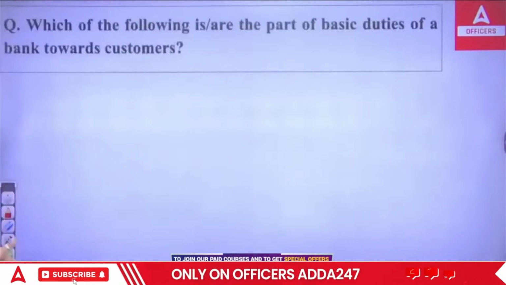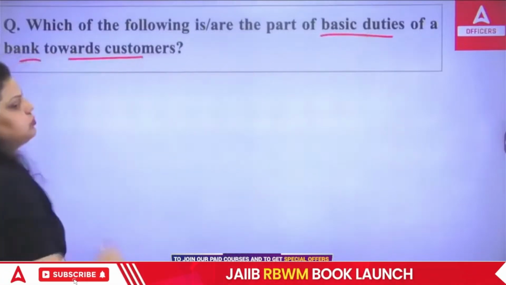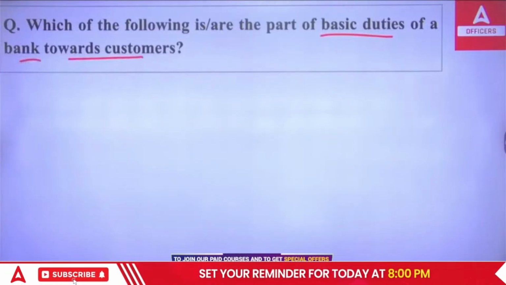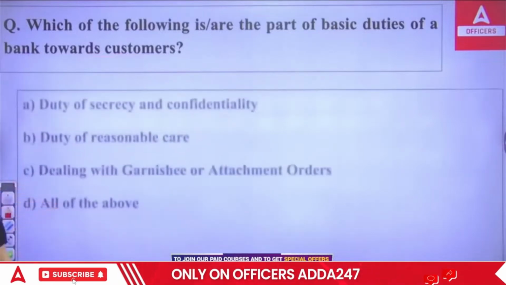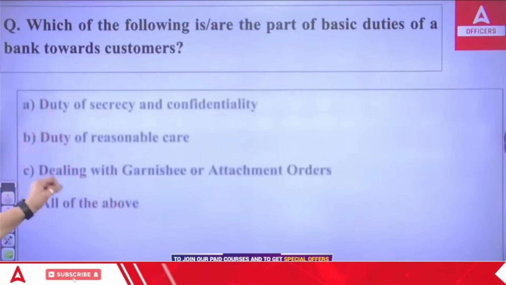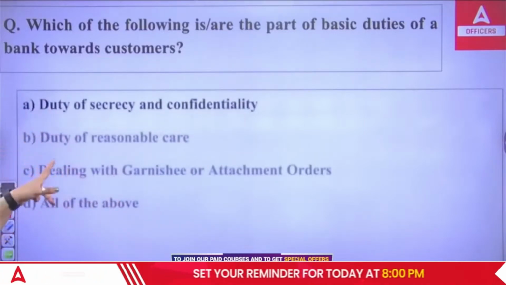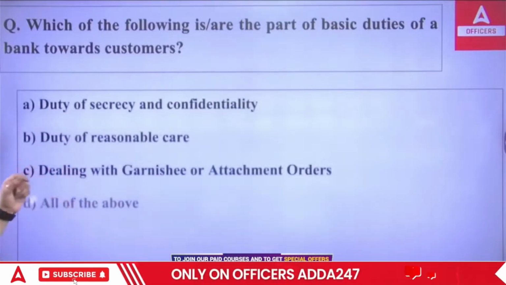Now the next question is: which of the following are part of the basic duties of a bank towards the customer? A bank has certain duties, certain responsibilities toward the customer. Out of these 4, which of the following is the duty of a bank? First, duty of secrecy and confidentiality. Second, duty of reasonable care. Third, dealing with garnishee or attachment order. Fourth, all of the above.